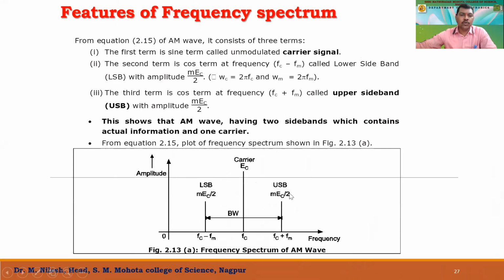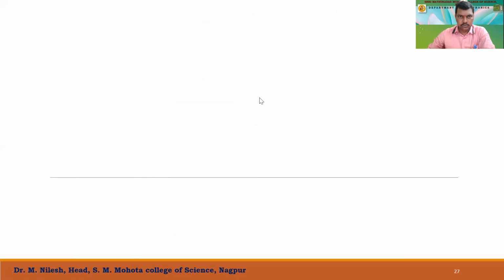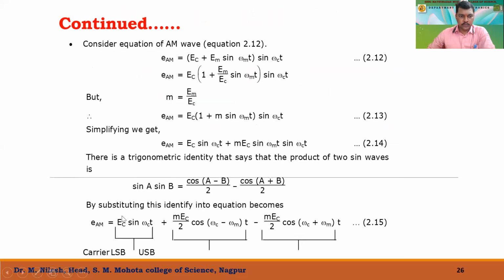So from this equation, the first term, the sine term, is called the unmodulated carrier signal, that we have taken in the earlier slide. The second term is a cos term at frequency fc minus fm, called the lower sideband, that is LSB, with amplitude m Ec by 2, where omega_c is equal to 2 pi fc and omega_m is equal to 2 pi fm, right? I guess you have understood this. So this was the equation that we have got.